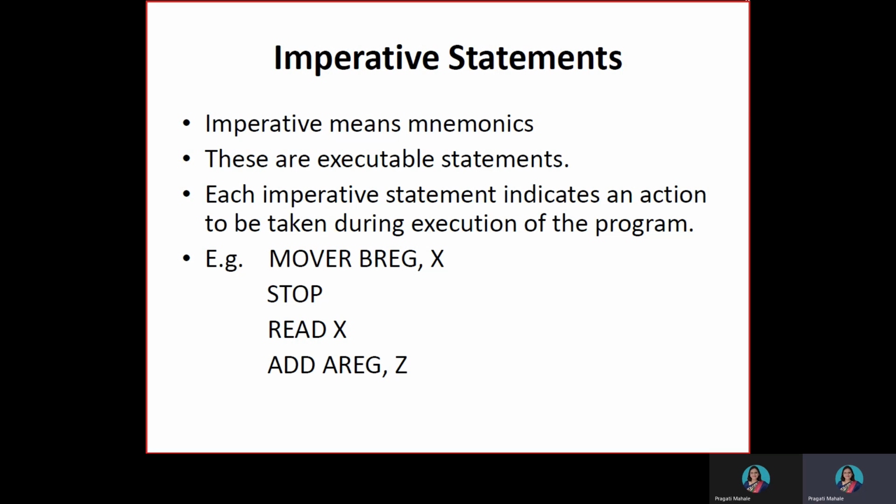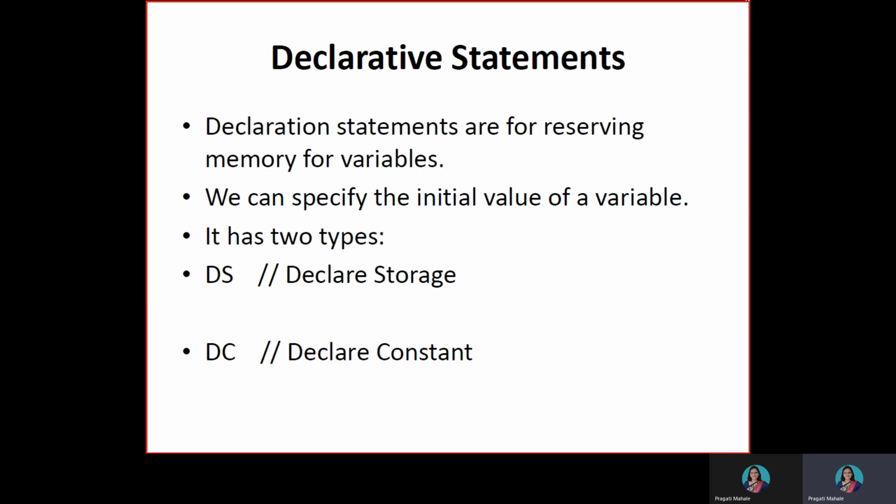Okay, so each imperative statement typically translates into one machine instruction. As you can see here, these are all action words: move R, stop, read, add. They indicate some kind of action that the assembler has to take. So we also call them executable statements. Whenever you see statements having action words, mnemonics, they come under the imperative statement. Now let us move on to the declarative statement.